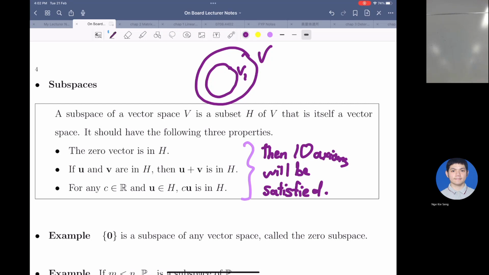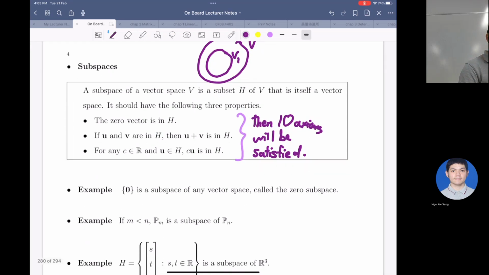For the discrete math students, you should link this back to the proposition we proved, which is that the empty set is a subset of every set. So the 0 subspace is the vector space version: a 0 subspace is a subspace of every vector space. So this is the relation.